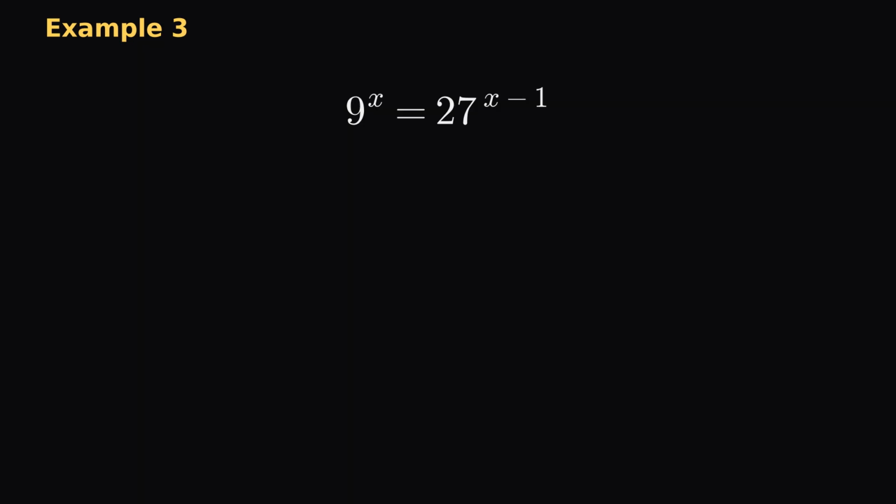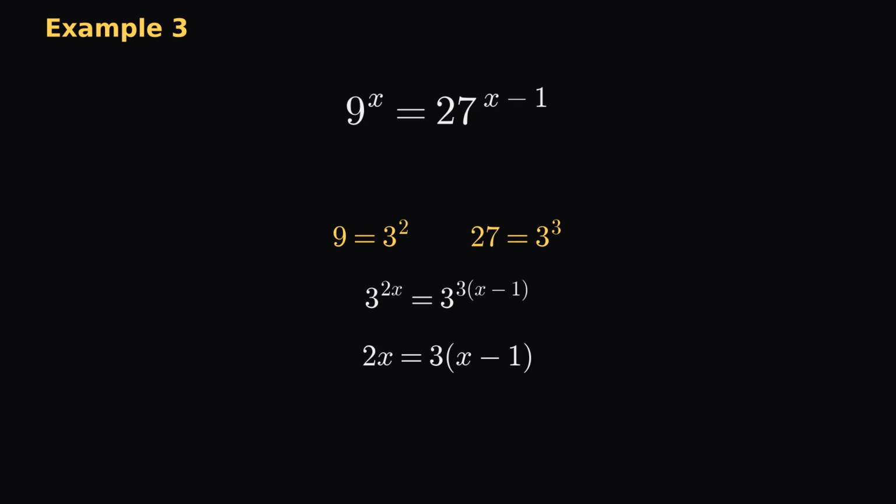Example 3. Solve 9 to the x equals 27 to the power x minus 1. Both are powers of 3. 9 is 3 squared. 27 is 3 cubed. So 3 to the 2x equals 3 to the 3 times (x minus 1). Bases match, so the powers match. 2x equals 3 times (x minus 1). And watch that bracket. It's 3x minus 3, not 3x minus 1.